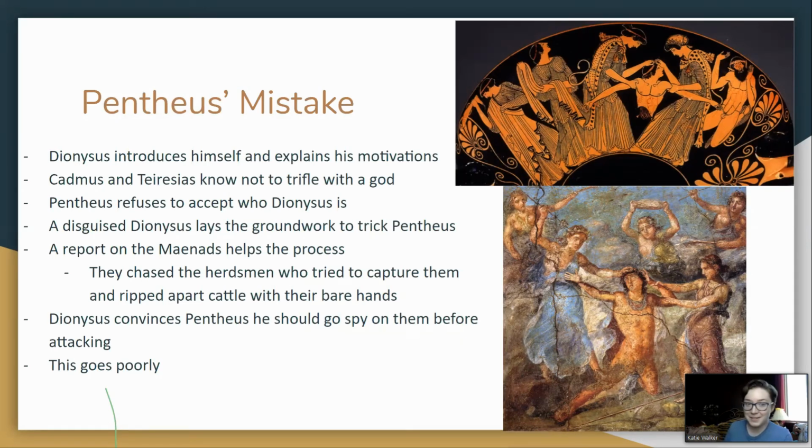And so that's what they're doing. And the rest of the men have gone with Pentheus because he's sort of a de facto ruler. And yeah, so we have this gender divide going on.